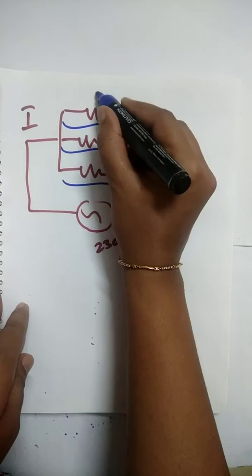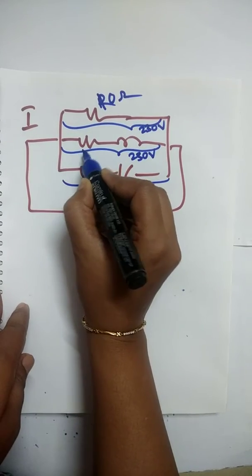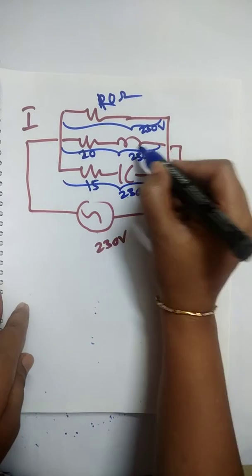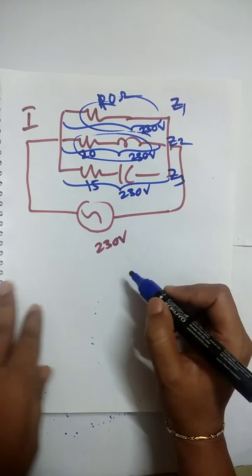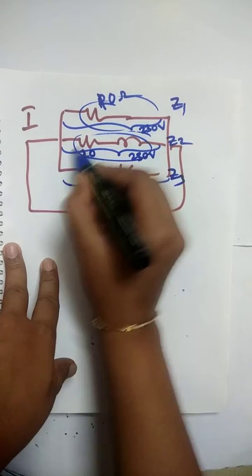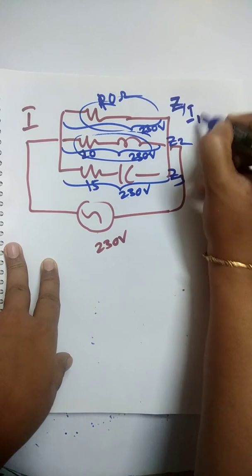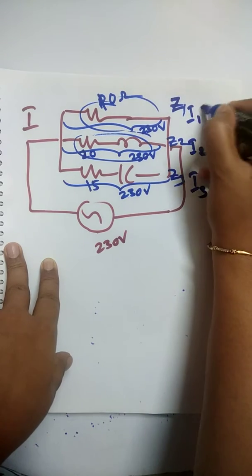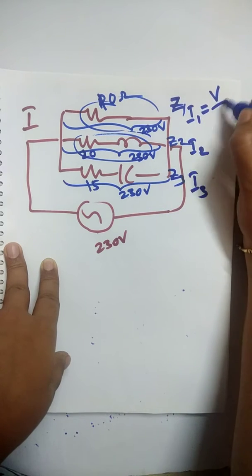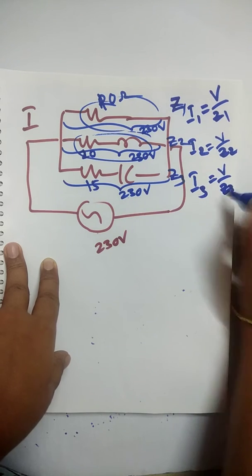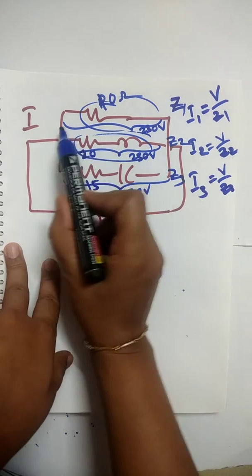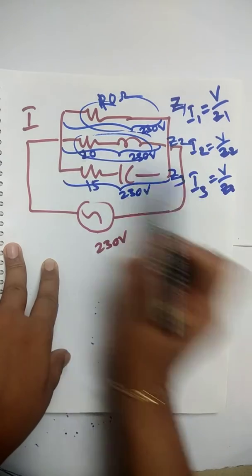As we know, the values are 10 ohm, 20, and 15 ohm, right? But we know the impedance of each branch. We know Z1, we know Z2, and we know Z3, right? So voltage across each branch you know, and impedance of each branch you know. Then can you calculate I1, I2 and I3? How? Voltage remains the same: V divided by Z1, V divided by Z2, and V divided by Z3. By doing this you can calculate I1, I2, I3, the branch currents.